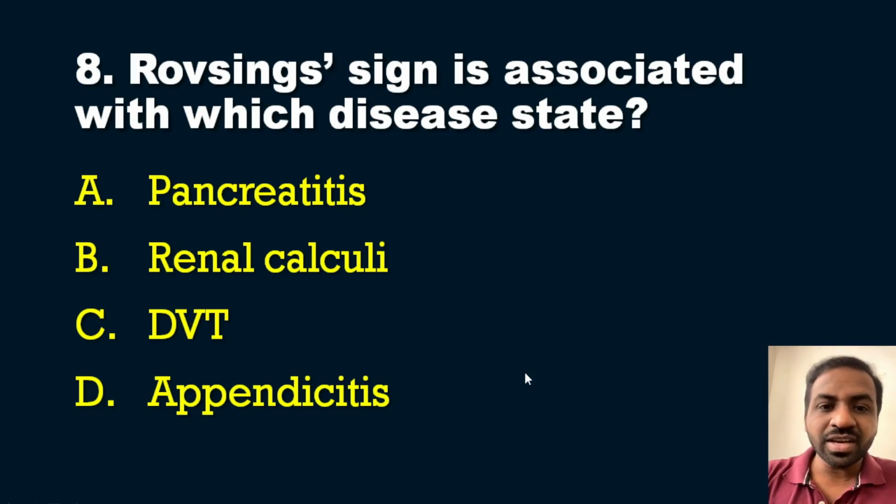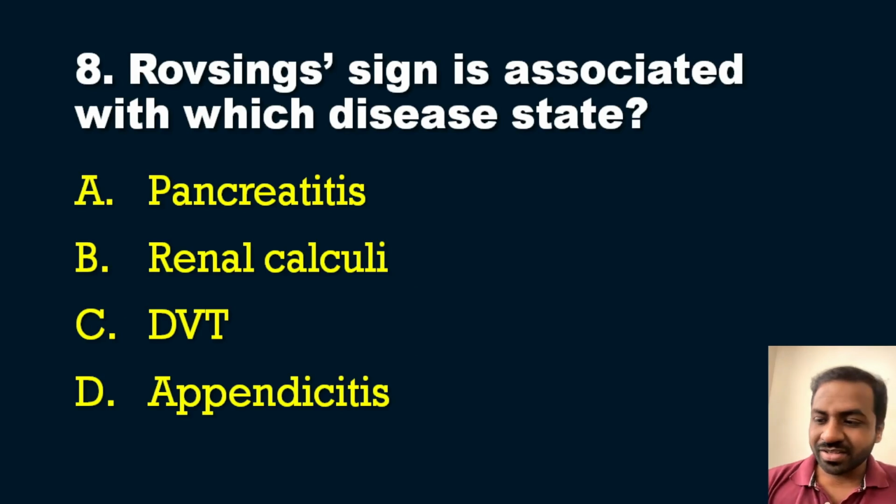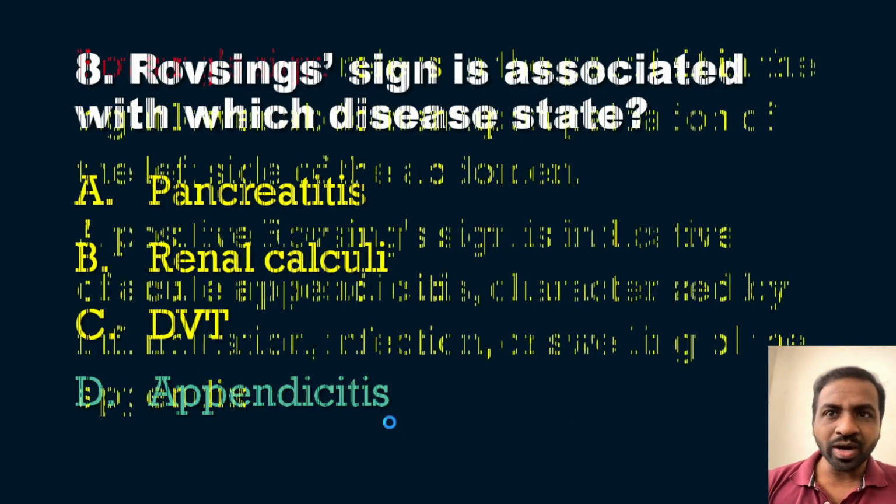So in which disease state can you see the Rovsing's sign? Which disease? So the answer is definitely option D, that is appendicitis. Okay, so in the DVT you can see Homan's sign. Okay, so we will see what is Rovsing's sign.